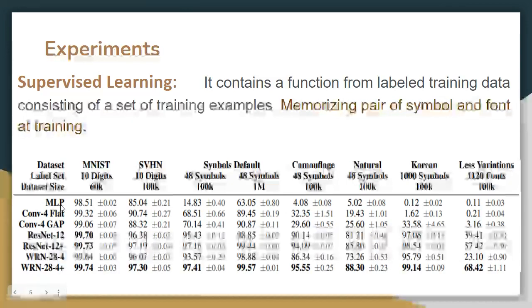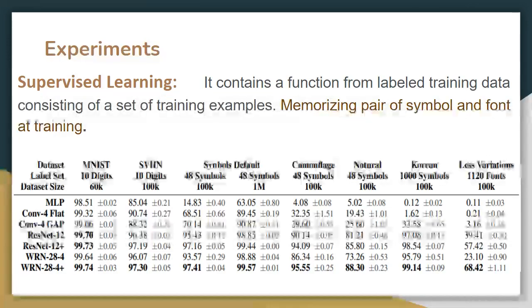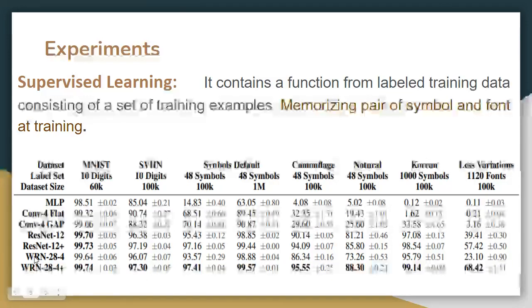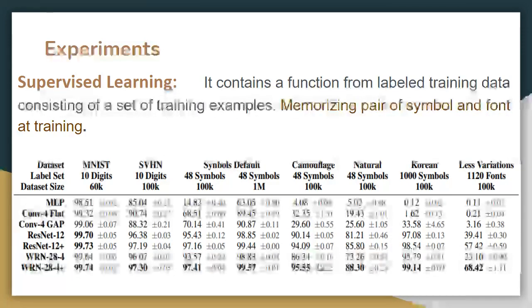And we have used the multi-layer perceptron, a convolutional neural network with 4 layers, ResNet, WRN, and WRN plus. Plus is for the augmentation, GAP is global average pooling, and WRN is the wide residual network. We use 7 models here, and you can see the WRN has much higher accuracy than the others.